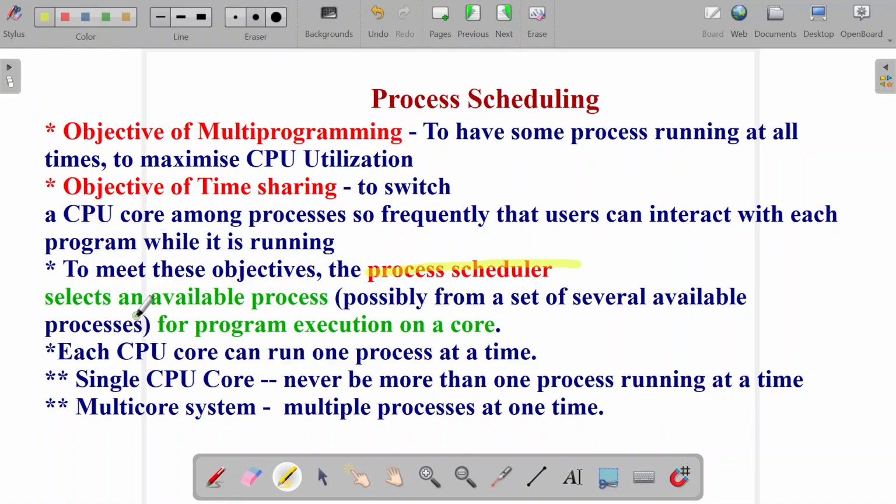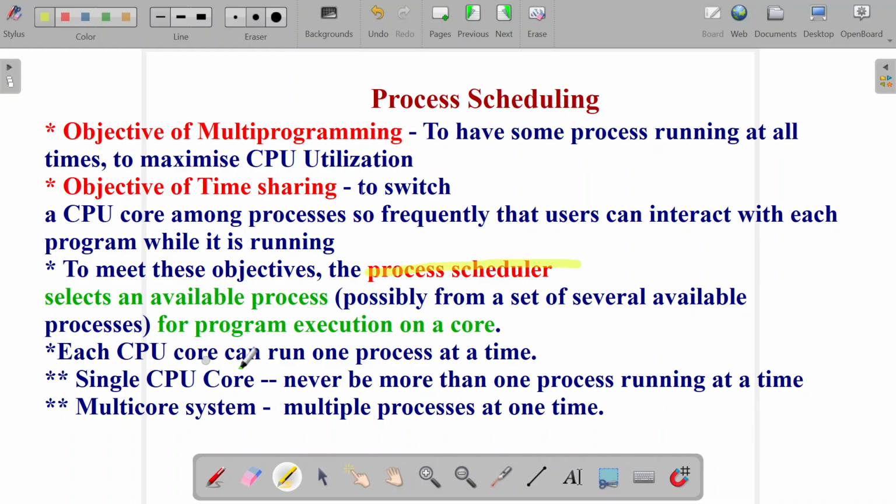Core means processor. If it is a single process, no issue, I can allocate it to the processor directly. But if I have a set of available processes ready for execution, the process scheduler will choose one process and make it go to the running mode. Which one am I going to move from the ready state to the running state? That is the core point here.